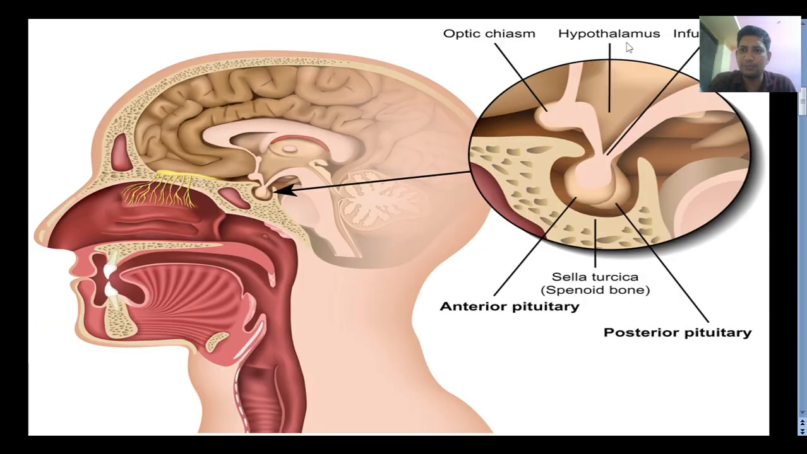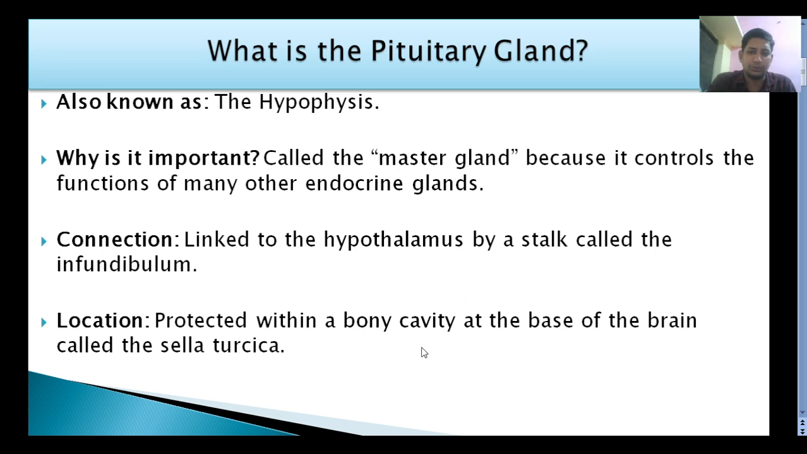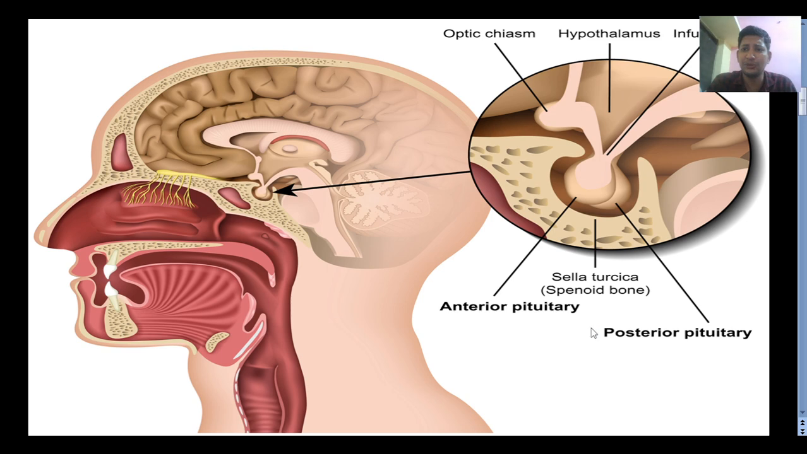So this is the hypothalamus, and below the hypothalamus we can see the pituitary gland, and the pituitary gland is connected to the hypothalamus by the infundibulum. Now, this pituitary gland is located in a bony cavity called sella turcica. So sella turcica is a bony cavity located at the base of the brain where the pituitary gland is situated. You can see this beautiful picture.